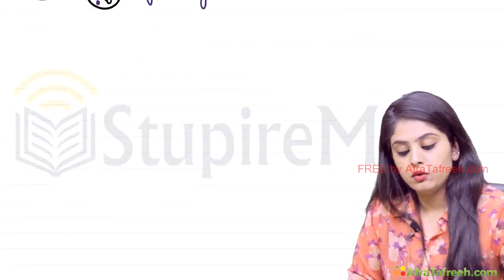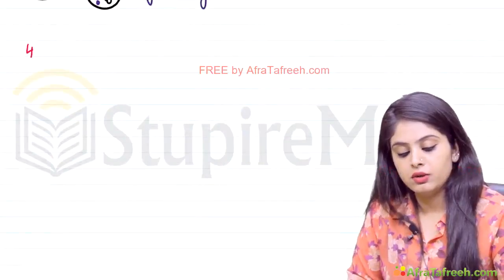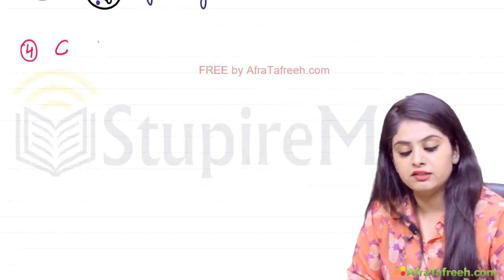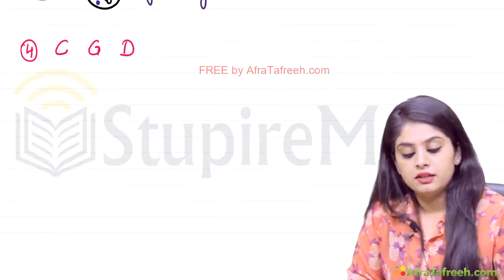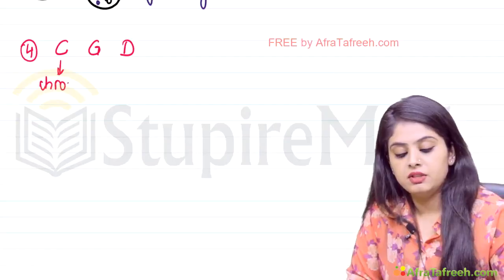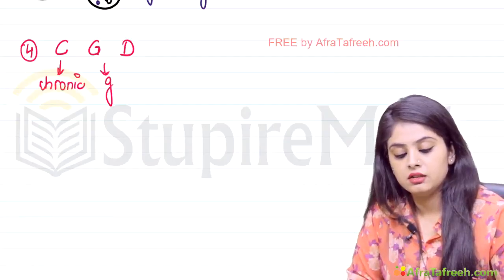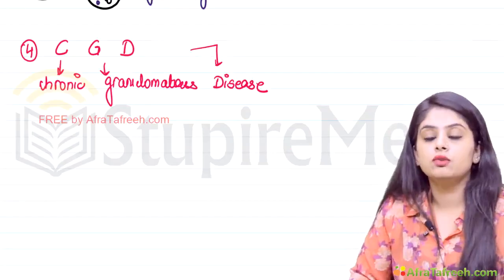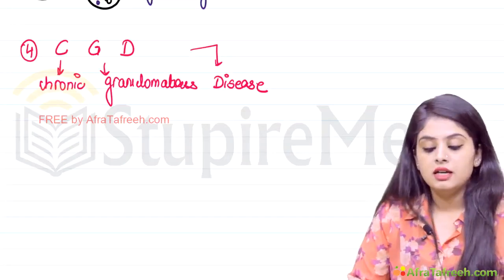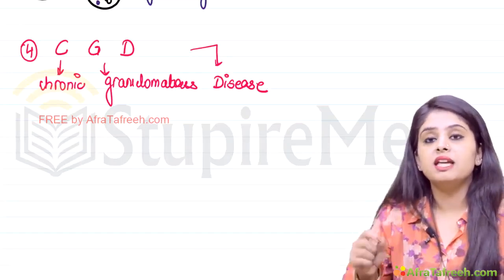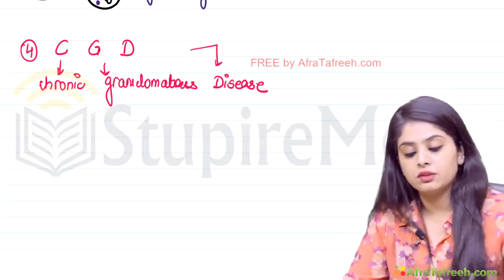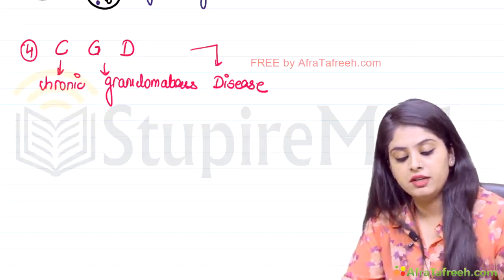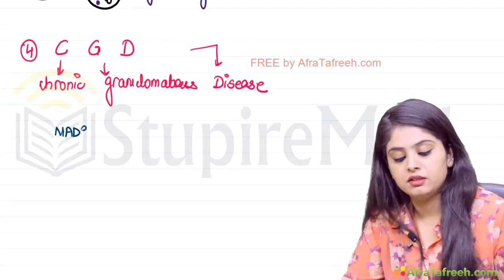Moving on to the fourth clinical correlate that we need to know over here, there is a disease known as CGD. This is an abbreviation for chronic granulomatous disease. Now what do we need to know in this? What is the main defect? Now going again back to phagocytosis, what was the most important enzyme for phagocytosis? That was, you are right, NADPH oxidase.